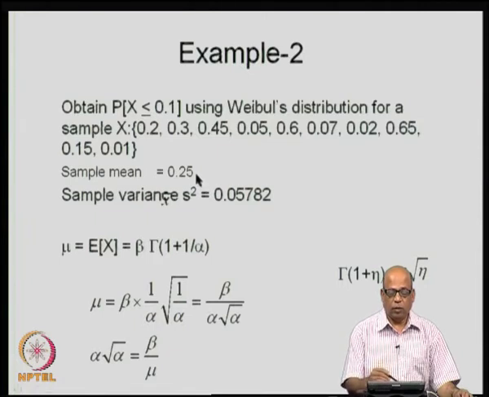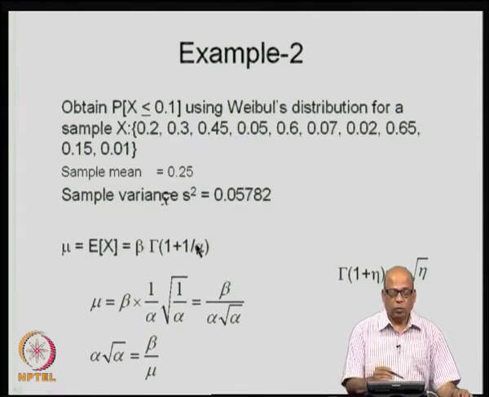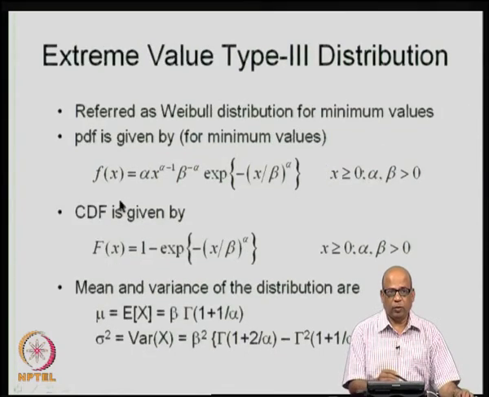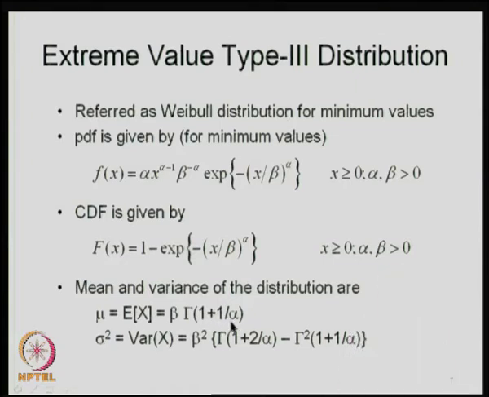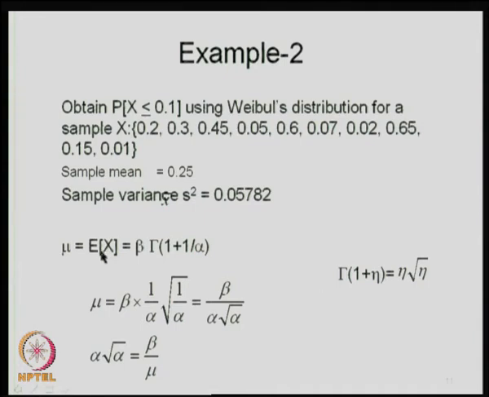So, essentially what we are doing is the mean and the variance as estimated from the sample are equated to the mean and the variance as obtained for the theoretical distribution. And thus, we generate two equations and solve for the two unknowns alpha and beta. The mean, as was given here earlier for the 2 parameter Weibull distribution, is beta into the gamma function of 1 plus 1 by alpha, and the variance is sigma square equal to beta square into brackets, the gamma function 1 plus 2 by alpha minus gamma square 1 plus 1 by alpha. These are the expressions that we use to obtain the two conditions.